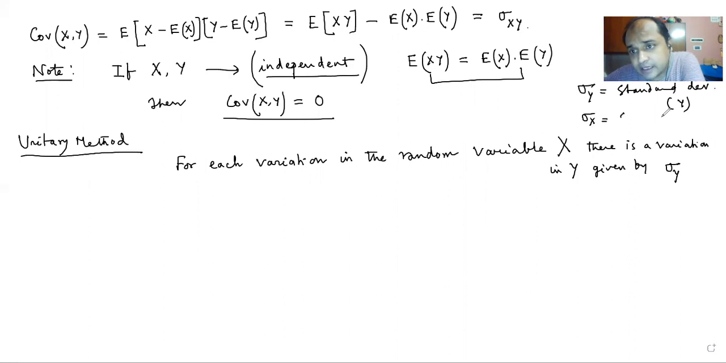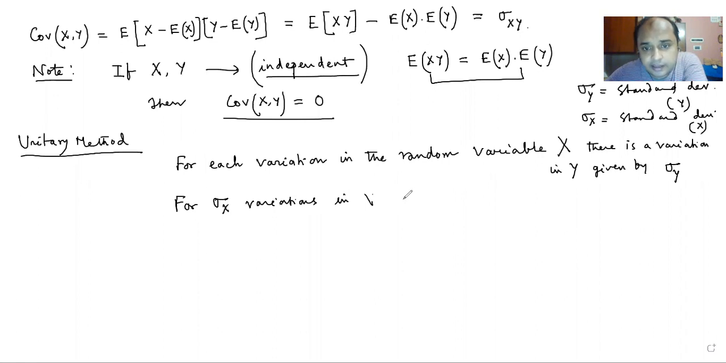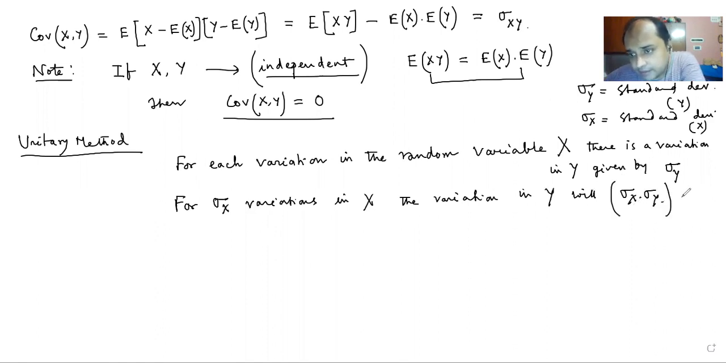Similarly, sigma X is the standard deviation of capital X. So I'm putting it in this manner: for each variation in the random variable X, there is a variation in Y given by sigma Y. Consequently, for sigma X variations in X, the variation in Y will be sigma X into sigma Y. Okay, this is the first thing that I want to write. This is number 1.